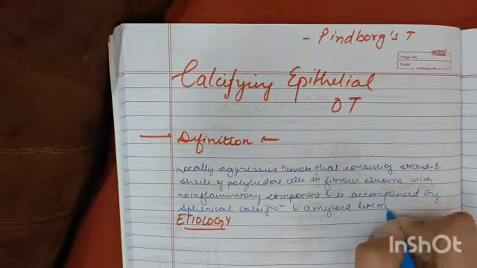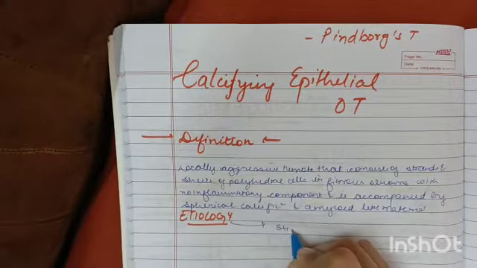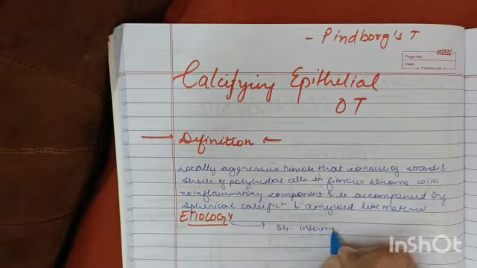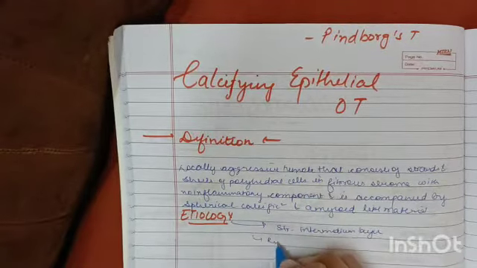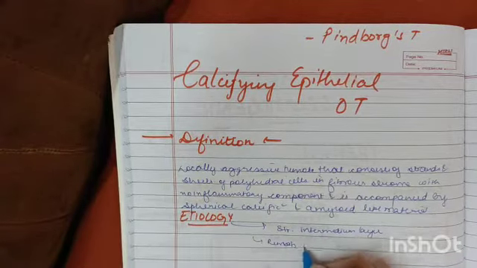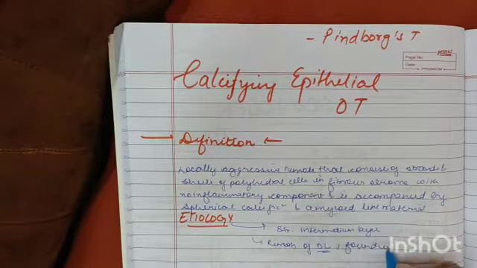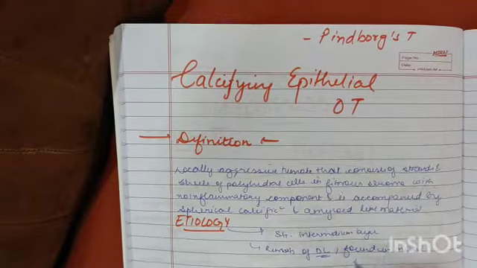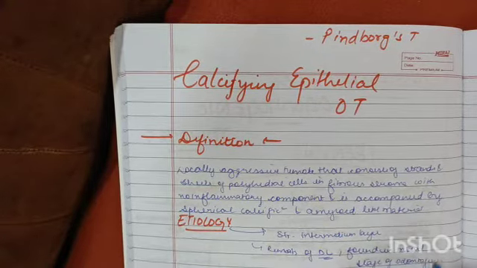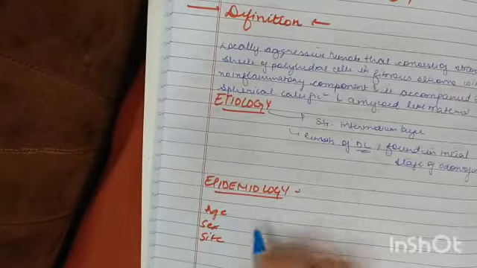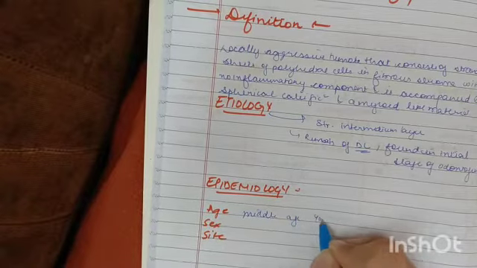Now, a very important thing to remember here is its etiology. It arises from the stratum intermedium. It can also arise from the remnants of dental lamina found in the initial stage of odontogenesis. Now coming on to the epidemiology, it is usually seen in middle age, so basically 40 years.